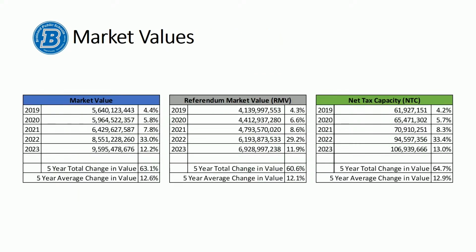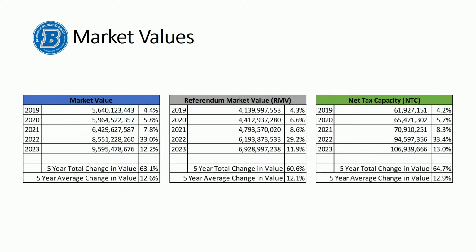So for 2024, the market value increase is not yet known. That happens every year. It'll come out with the November statements. Referendum market value excludes certain properties, the largest being ag and seasonal rec. So the first one is market values, and then the next one is referendum market value, meaning what are the market values for an operating referendum.